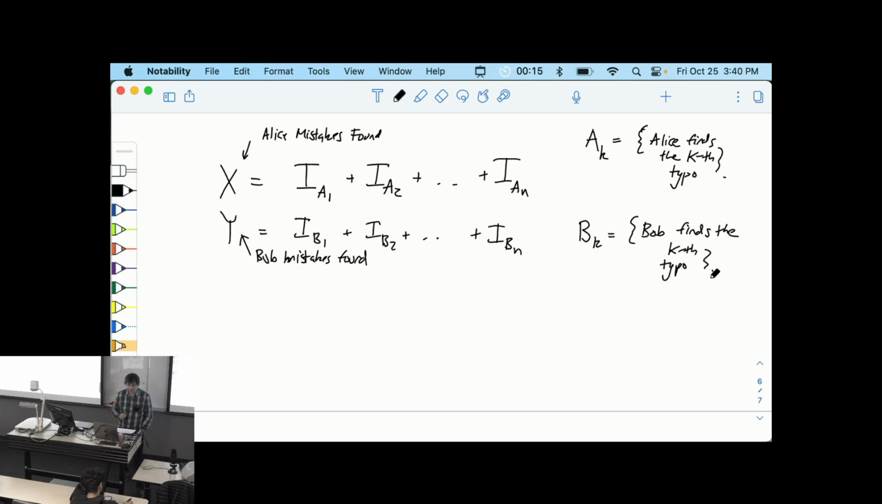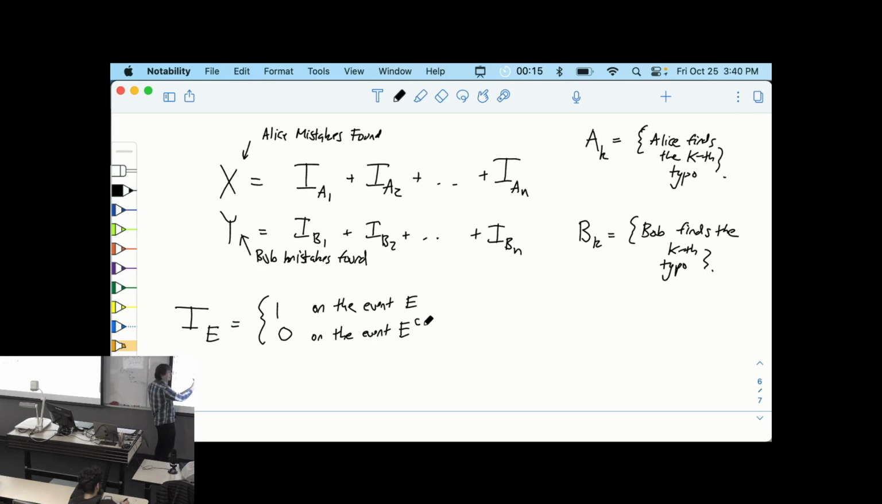All right, and again, these are indicator functions. So here I'm using the notation that I_E, for some event E, is 1 on the event E, and 0 off the event E, on the event E complement. And this is very similar to what I did before, but slightly different. Before I was just telling you it's 1 and 0 and what are the probabilities. Now I'm telling you it's 1 and 0 and what is the event.